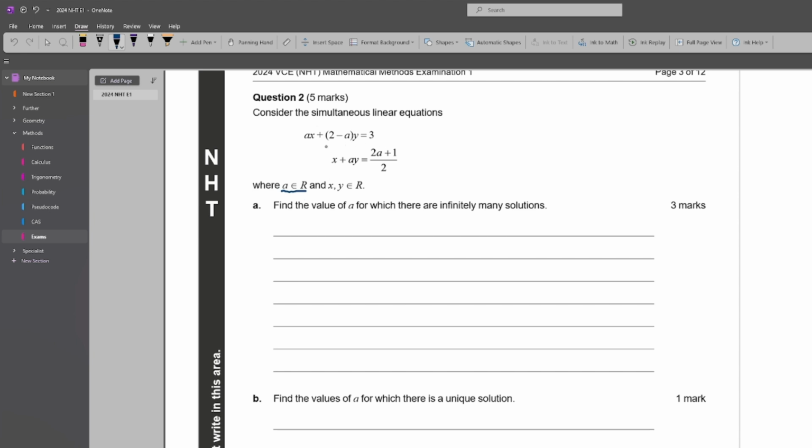So I'm just going to rearrange these two equations, moving the ax over to the other side first, and then dividing both sides by 2 minus a. Dividing the 3 by 2 minus a as well, and that's my first equation. For this x plus ay, let's move the x over to the other side. And divide everything by a.